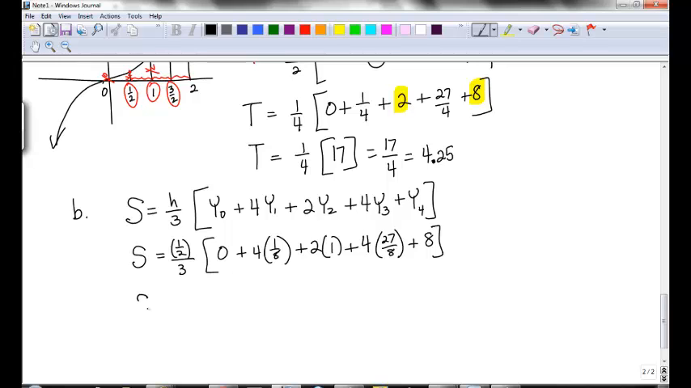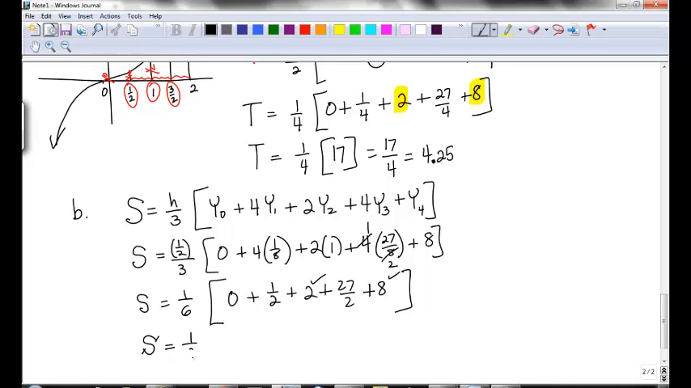Okay, and that's going to give you 1/6. And it'll be 0 plus 1/2 plus 2 plus, you reduce this, 27/2 plus 8. 8 and 2 would be 10. 28/2 would be 14, so that'd be 24. So 1/6 of 24 should be 4. So by trapezoid method, we got 4.25. They ought to be close. Simpsons method is 4. Then part C, the last thing is you figure the exact area.